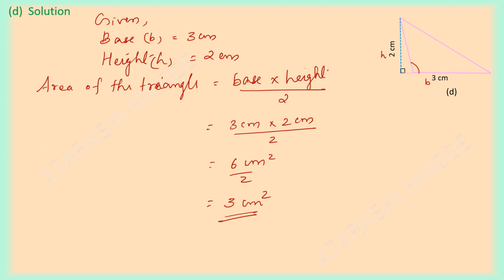So if we know the base and height or altitude of a triangle, then formula for finding the area of the triangle is half BH or B into H by 2. Hope it is clear to you.